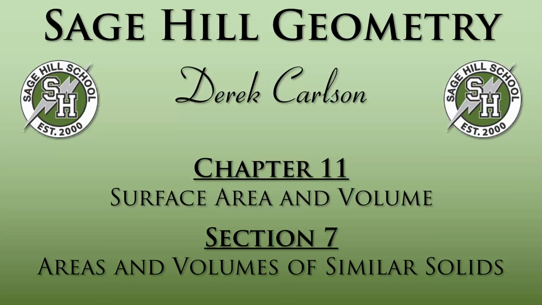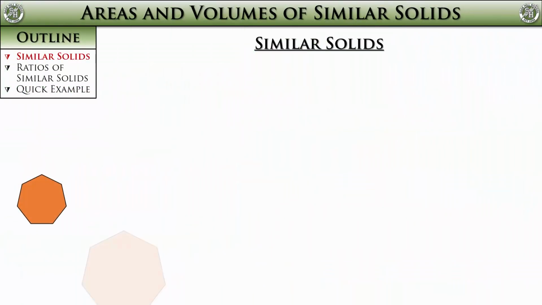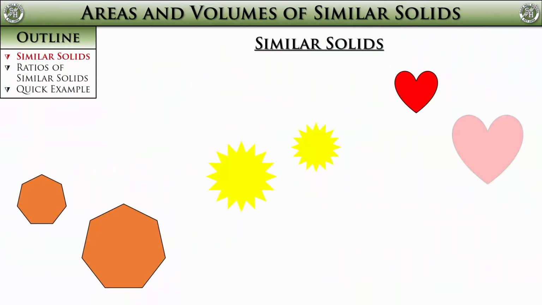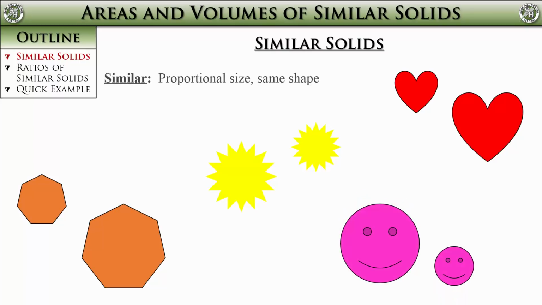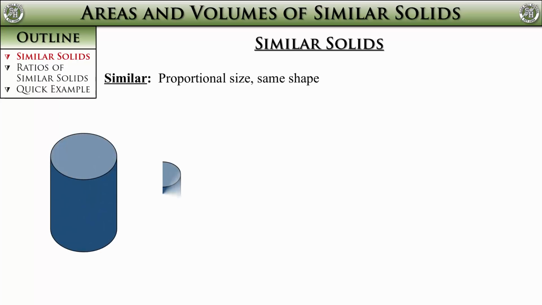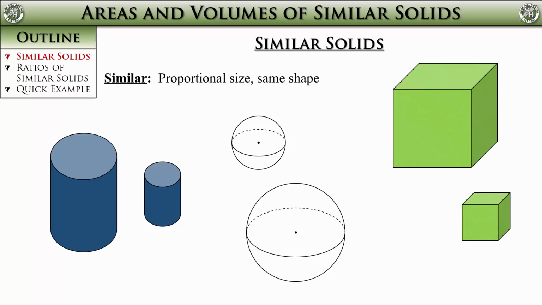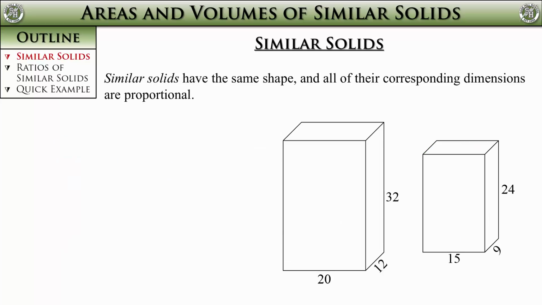For the last section of Chapter 11, we are revisiting similar shapes, this time in 3 dimensions. We certainly have done quite a few similar shapes this year. All of these guys were in the Similar Shapes lecture. They are all similar. They are all the same shape with proportional sizes. The same thing is true of 3-dimensional shapes. They are also similar as long as they have the same shape with proportional sizes. The official definition says similar solids have the same shape and all of their corresponding dimensions are proportional.